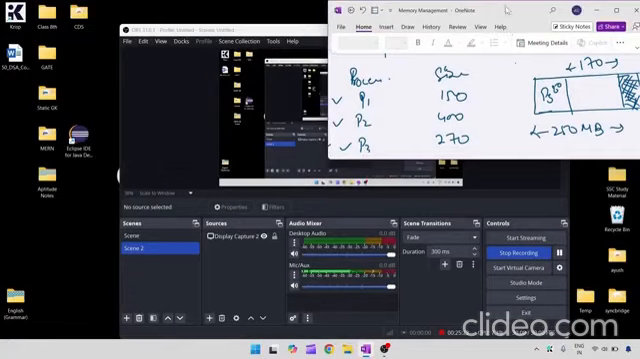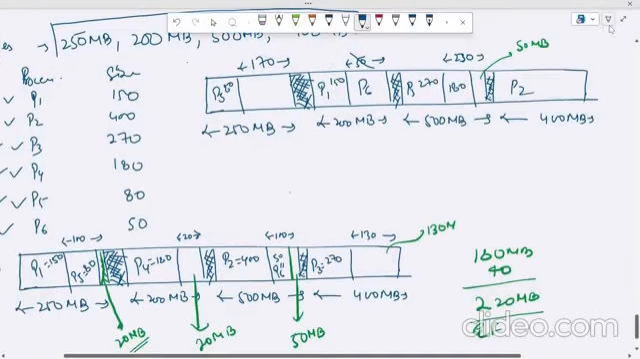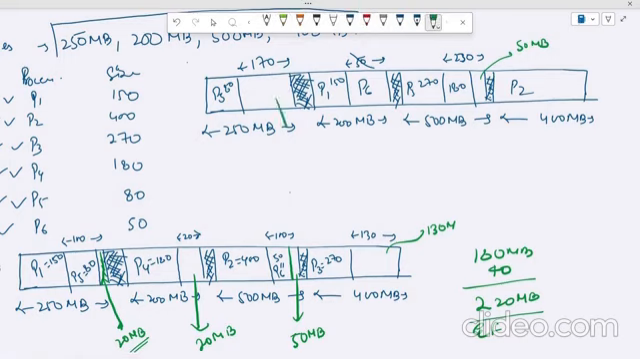So now let's calculate the external fragmentation. In this case, 150 MB of space. In this case, 170, and the addition of 50 MB. So here the external fragmentation is 220 MB. Okay, so we solved it by best fit. Now it's time to solve it by worst fit.